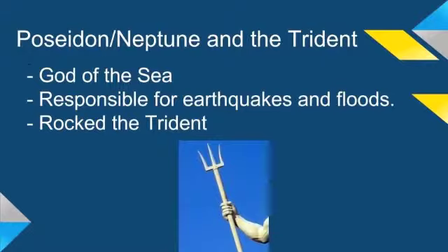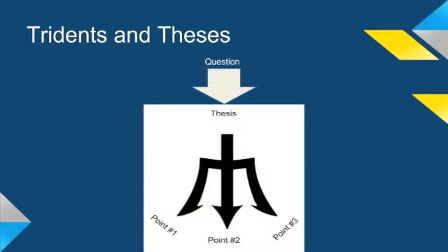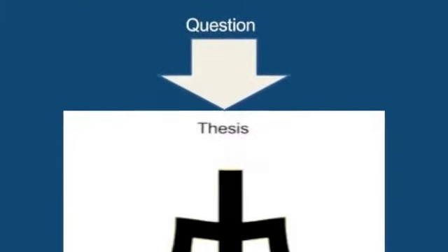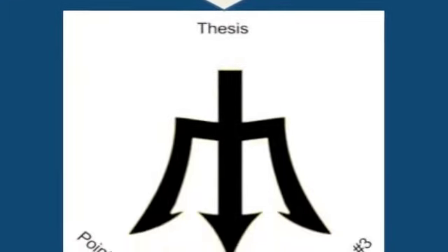Okay, so Poseidon, or Neptune, it just depends, was the god of the sea. He was responsible for earthquakes and floods and rocked the trident. So, coming onto our next slide here, we can see that tridents and theses share a common relationship. A trident is a three-pronged spear, and a thesis, well, think of it as like an English three-pronged spear. The thesis is your base, and your points are the prongs, or the little pokey things.